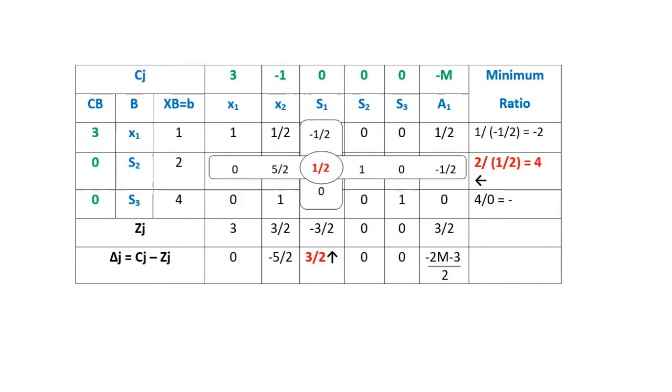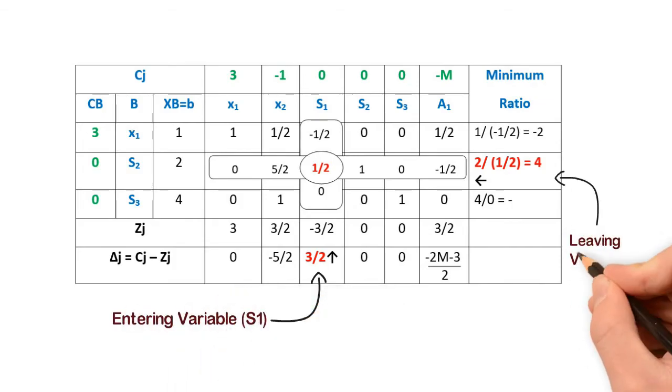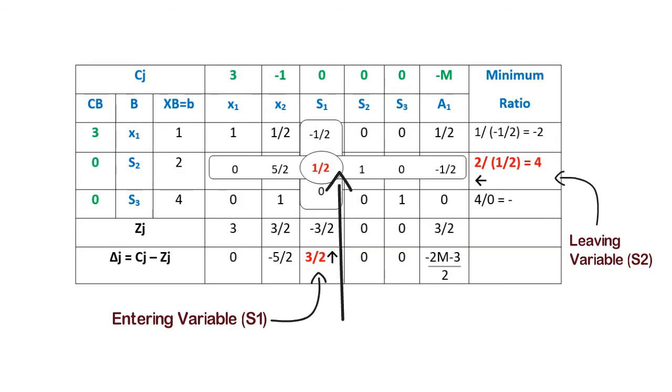So here, as we have selected 3 by 2 as the maximum value, s1 is the entering variable. We have selected 4, that is the minimum ratio value. So 4 is what? That is, S2 is our leaving variable, and 1 upon 2 is common in both column and row. So 1 upon 2 is our intersecting element. As 1 upon 2 is the intersecting element, we have to make that element 1. So here we have to divide the entire second row of the second matrix by 1 by 2.